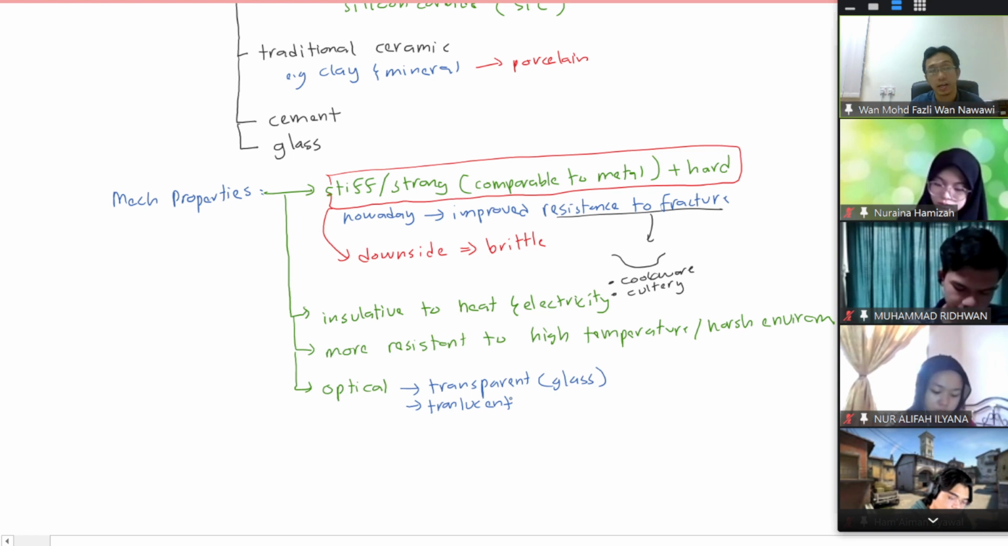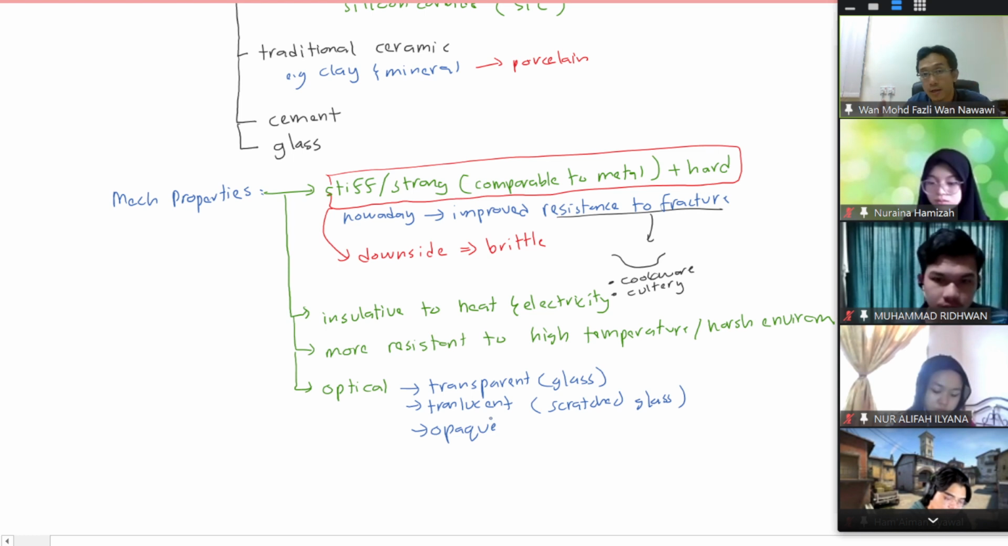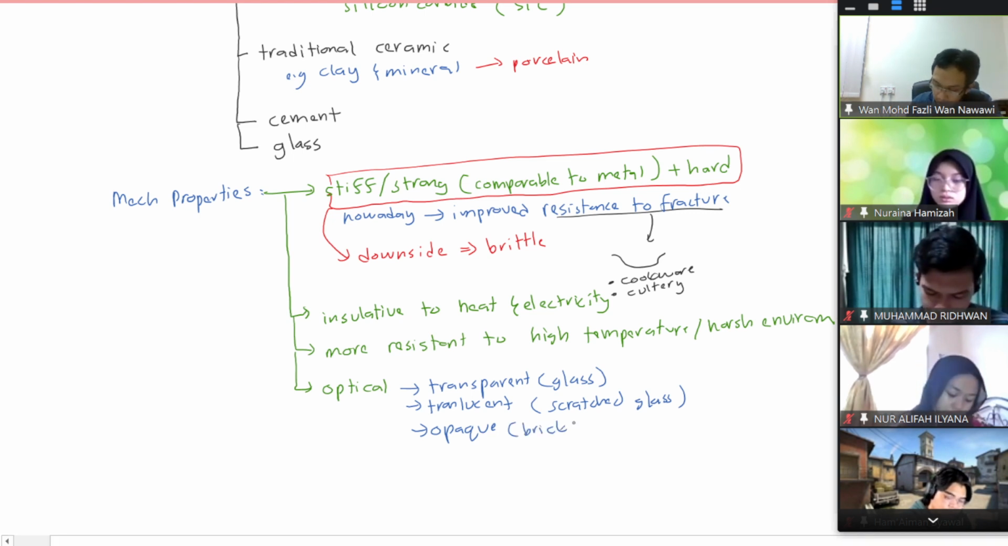For example, if you scratch the glass, it's still ceramic. It's still maintained as ceramic, but you get ceramic with scratches. So we call it scratched glass, and it can also be opaque, different from metal. Metal is totally opaque. For example, opaque ceramic is like a brick, the one that you make a house with.